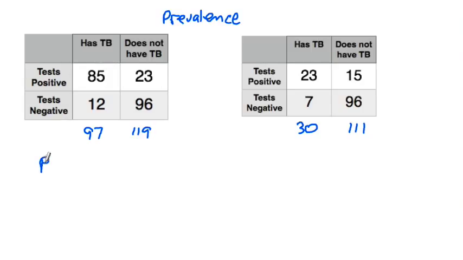So that is called PPV. Positive predictive value is the fancy acronym. So it tests positive 85 times here out of 108. So the PPV of this test is 85 divided by 108, or 78.7% of the time. If you test positive, you really do have the disease.